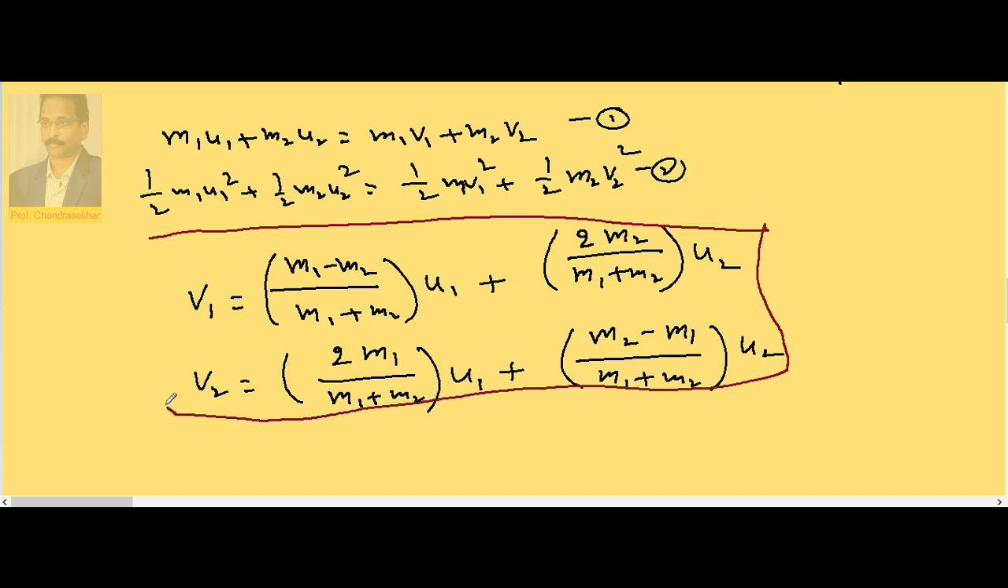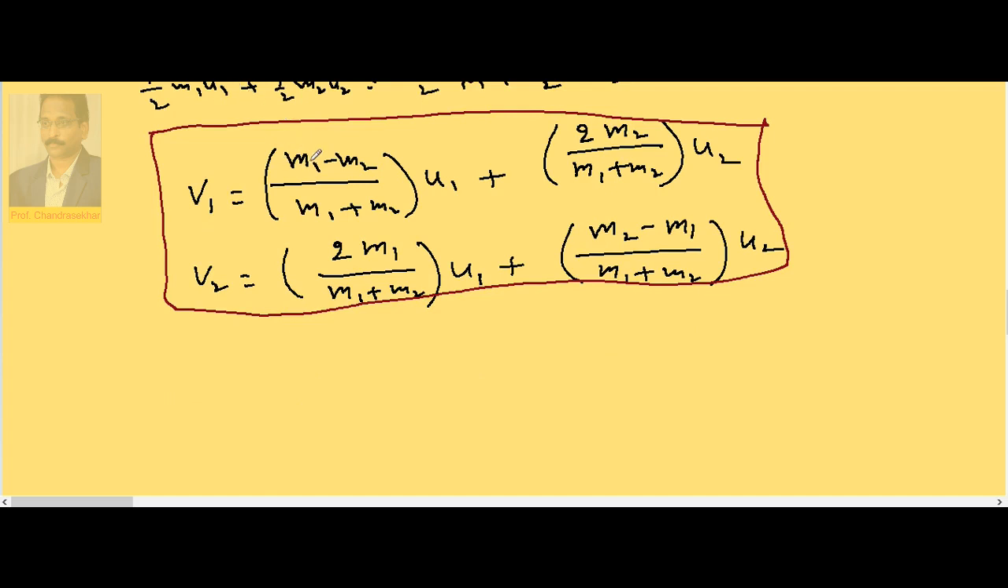Here both the bodies are moving along the same direction. Final velocity of the first body is (m1 minus m2)/(m1 plus m2) into u1 plus 2m2/(m1 plus m2) into u2. This is the second body: 2m1/(m1 plus m2) into u1 plus (m2 minus m1)/(m1 plus m2) into u2.